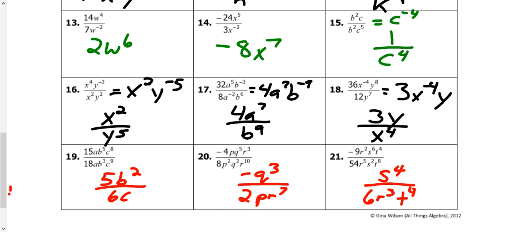And here are the answers for 19 through 21. We have 5b squared divided by 6c. Then we have negative q to the third divided by 2pr to the seventh. And then we have s to the fourth divided by 6r cubed times t to the fourth.